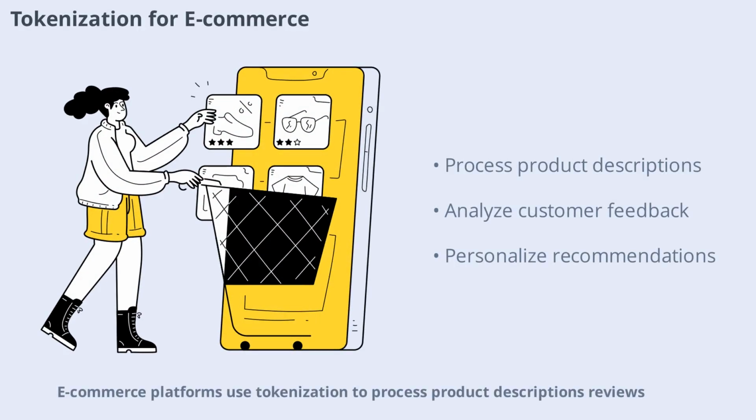E-commerce platforms use tokenization to process product descriptions, reviews, and customer queries. By breaking text into tokens, these platforms can match products to search terms, analyze customer feedback, and personalize recommendations. Tokenization helps e-commerce businesses deliver better user experiences and drive sales.